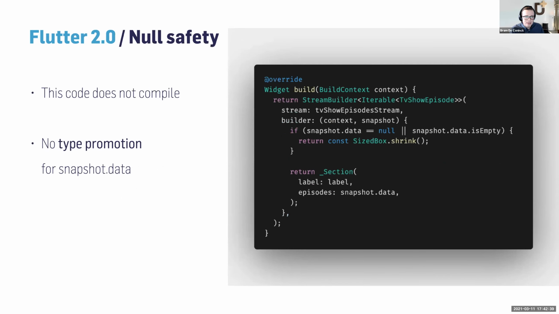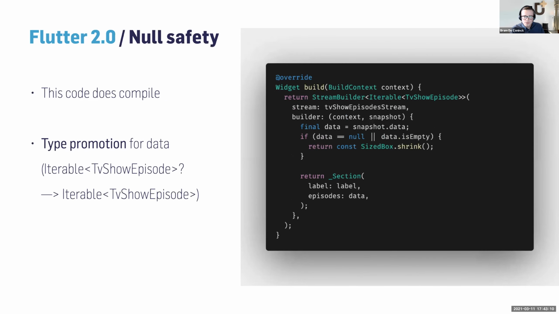Another example of the same problem is in a stream builder. So normally something you have is a snapshot, and you probably check if the data in it is null, or in this case, because it is an iterable, if it is empty. And if it is null or empty, you can just return a sized box or an empty container or something. But if there is data, in this case, you want to return a section widget. But the same problem occurs here. Snapshot data is nullable, and that's why we can't pass it to a section.